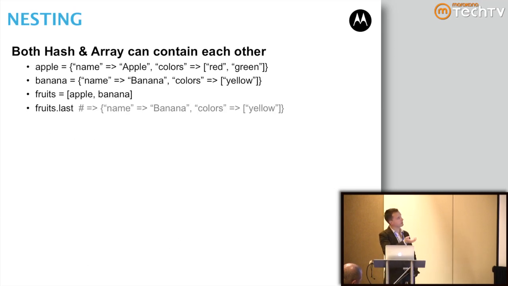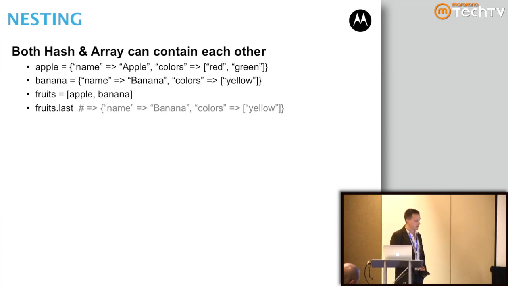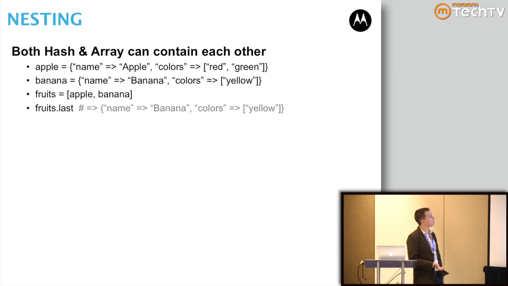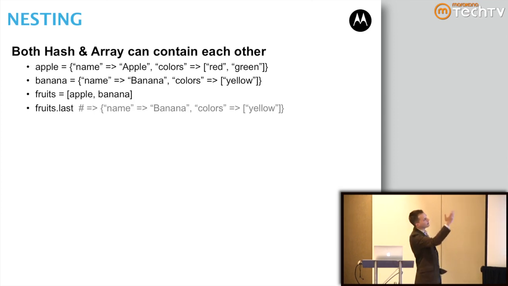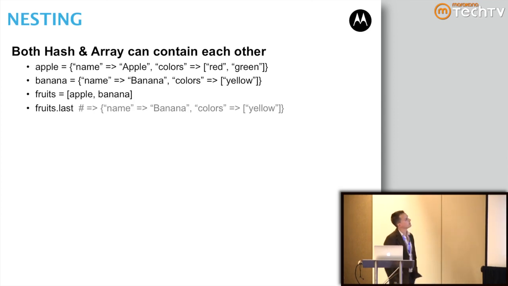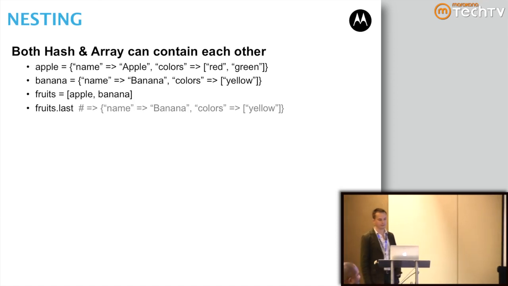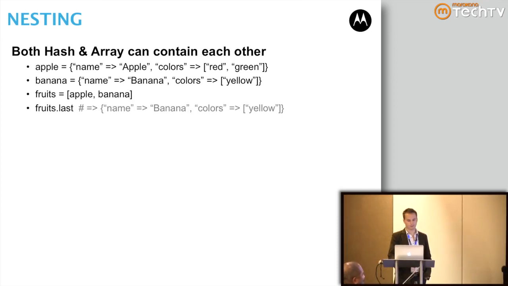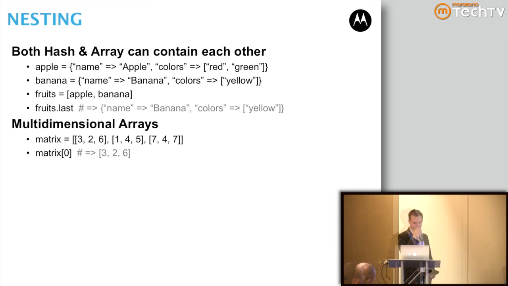Both hashes and arrays can, obviously, contain each other. Hash values can be anything, and hash keys can too. That's a little weirder. But of course, we could insert an array into a hash, and we could also have an array of hashes. That will be very common. So here I have an apple and banana hash, treating them like objects with properties. And then I can build an array of the two of those. And I can even grab out the last one in there.